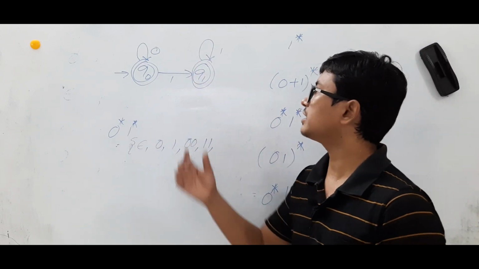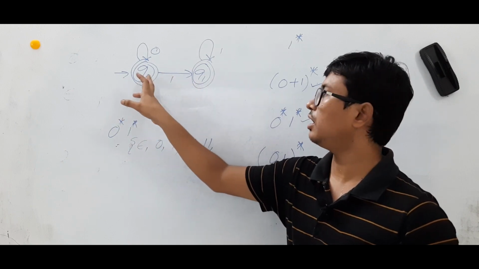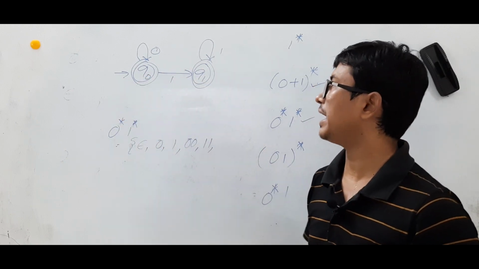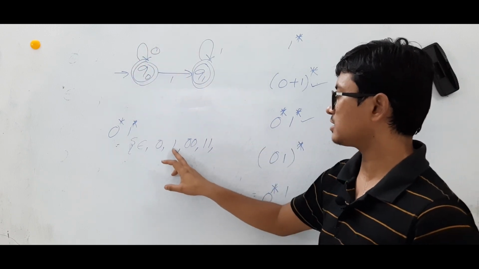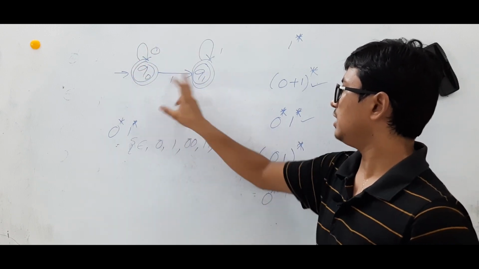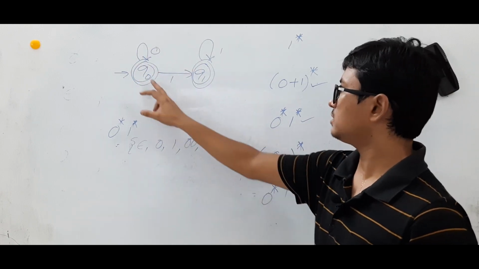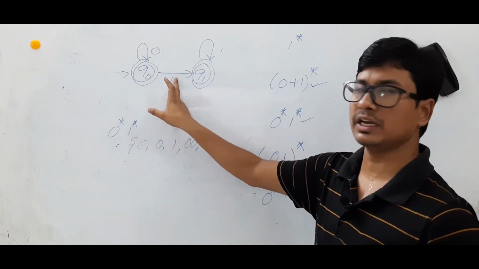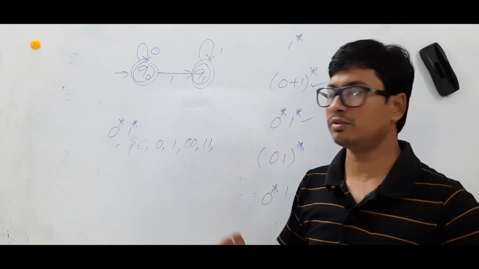Now we will see whether it is correct or not. Epsilon, I can reach the initial state q naught, so epsilon will be accepted. Single 0 will be accepted. Yes, single 0 will be accepted. 1 it will accept. 0 0 it will accept. 2 ones: from q naught on 1 I can come to q1, and q1 on another 1 I can be in q1, so it will be accepted.